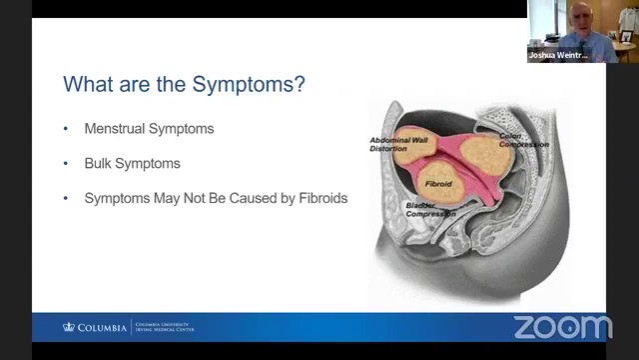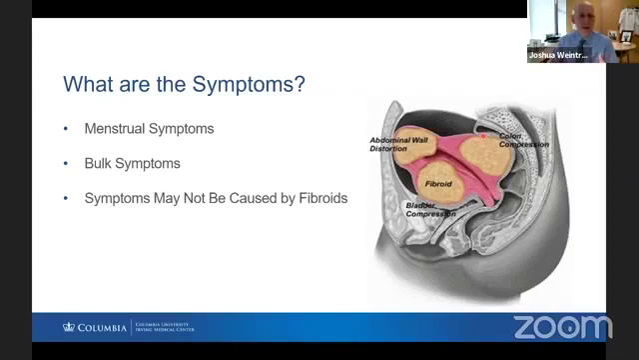I had one patient who had very severe sciatic pain because the fibroid was sitting right against her sacrum, and really that back pain was entirely due to the fibroids. And after treatment, her pain resolved. It's important always to remember that just because you have fibroids, they may not be the cause of your pain.